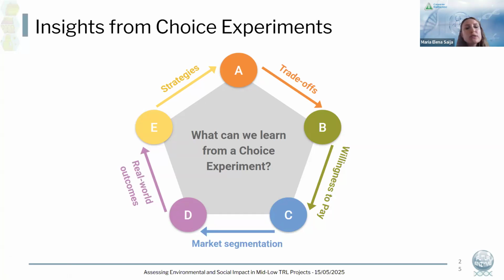Linked to that, we also can understand trade-offs. So how much people value one attribute compared to another. For example, if for a consumer, it's more important a sustainable packaging, or for example, the efficacy of the products.